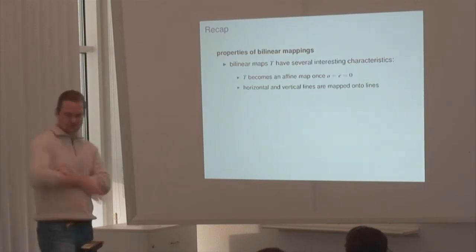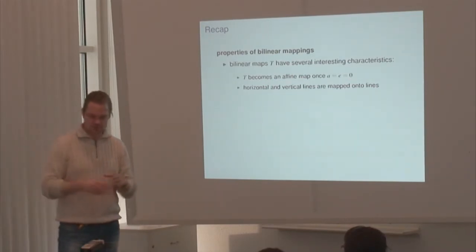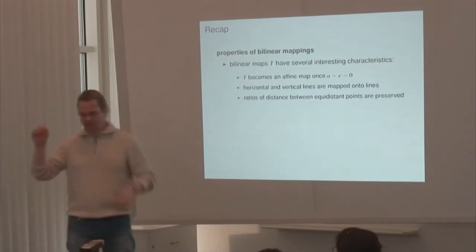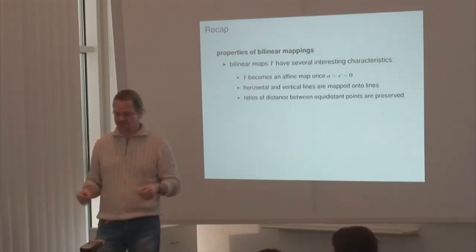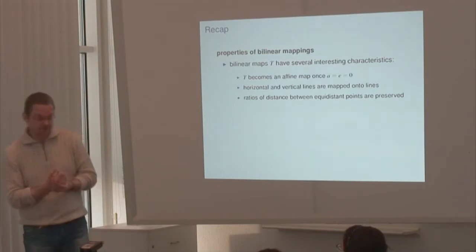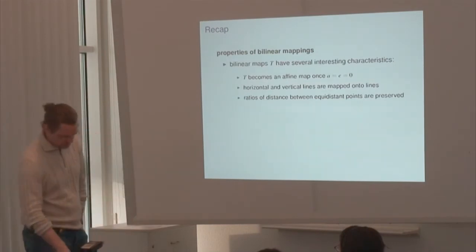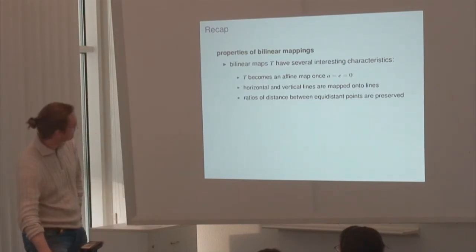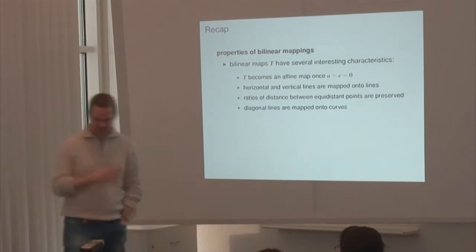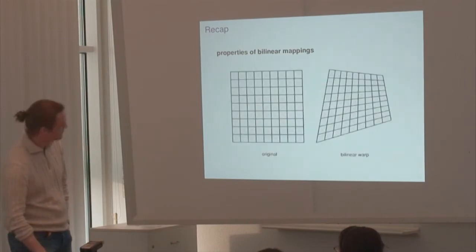I said that horizontal and vertical lines will be mapped onto lines again. I said that ratios between distances, so we have a point here and a point there and a point there, and say the distance between this point and that one relative to the distance of that point to this one, there is a certain ratio between these distances. These ratios will remain intact, not touched. They are invariants of these bilinear mappings. The crazy thing is that some of the diagonal lines we might find in a quadrilateral will become curves in the mapped quadrilateral. Here is an example.